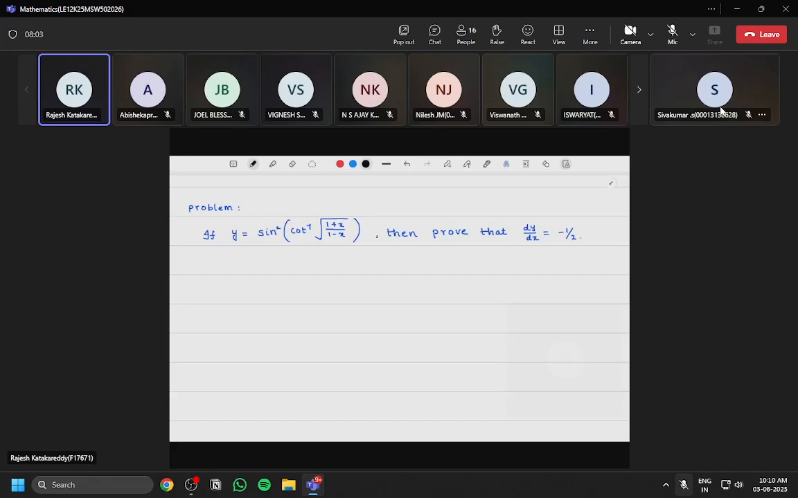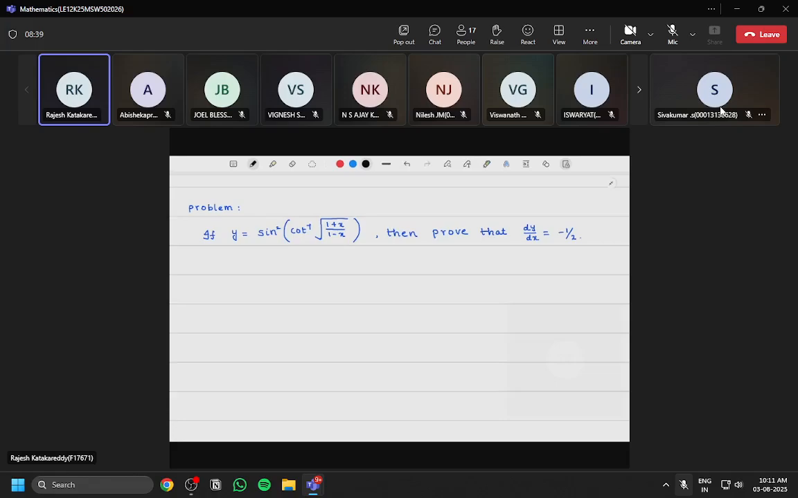Then what you will get is sine square of theta. How much is sine square of theta? Cos 2 theta is x. From there, sine square theta will be 1 minus cos 2 theta by 2, which is 1 minus x by 2. Then differentiate. How much will you get? Minus 1 by 2. And the derivative is valid for x from minus 1 to plus 1 open bracket.